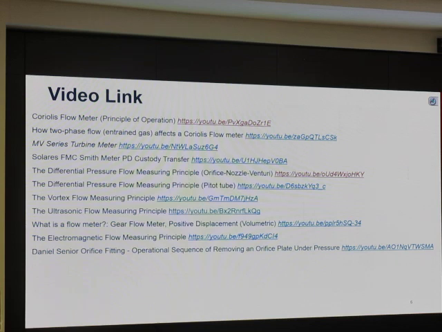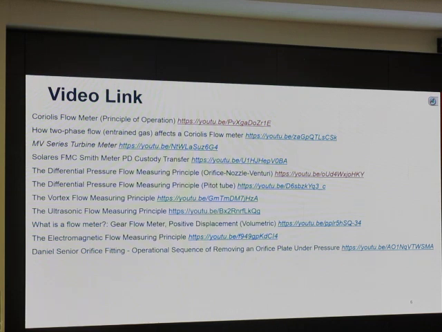Coriolis flow meter will give me very accurate measurement, okay? But it's not the case if there is gas inside. So what we need to know is, most of the time if it's not that much of a problem, we just use orifice plate for gas, okay? And if we want more accurate, we can use Coriolis.